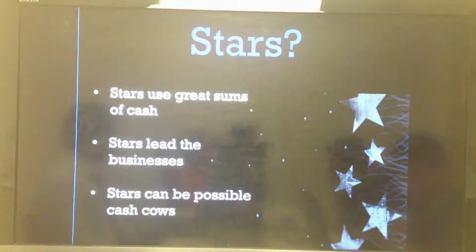What are stars? To simplify, stars are products that are spending a huge amount of cash. They're leaders in the business, and because of this, they should also be generating huge amounts of cash as well. Generally, products in this segment are seeing rapid growth, and there are good opportunities here as well. A possible reward could be a cash cow if market share is kept.